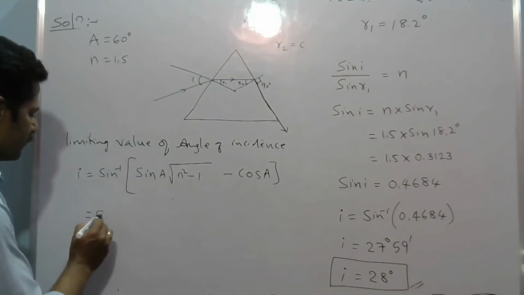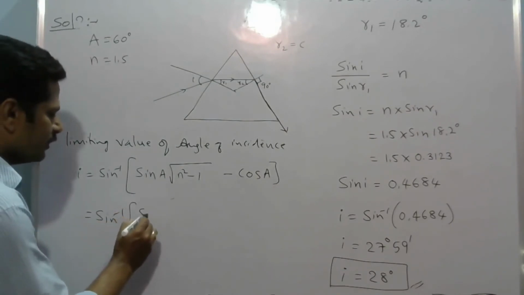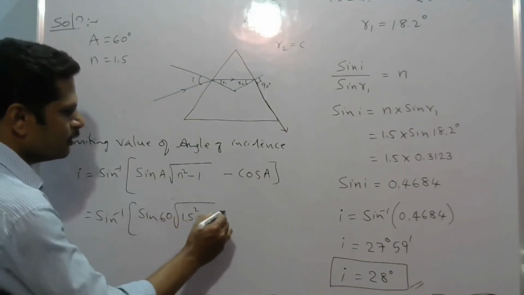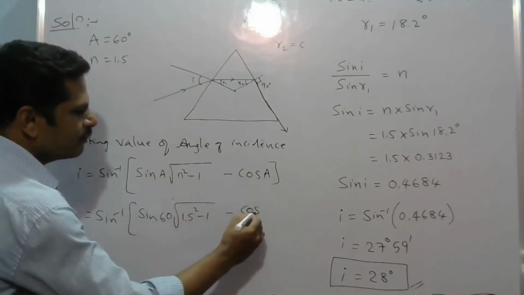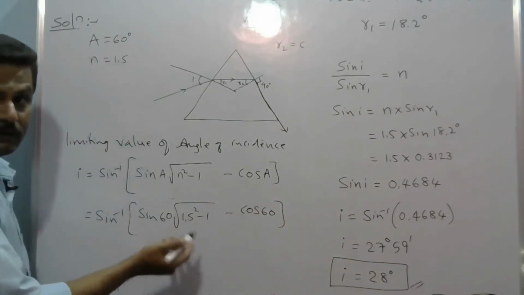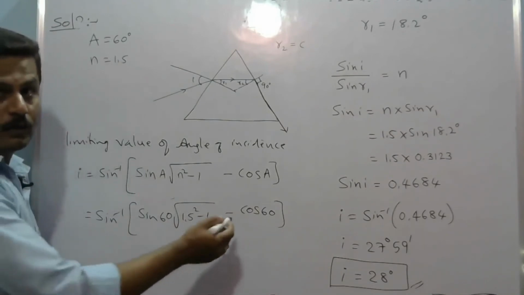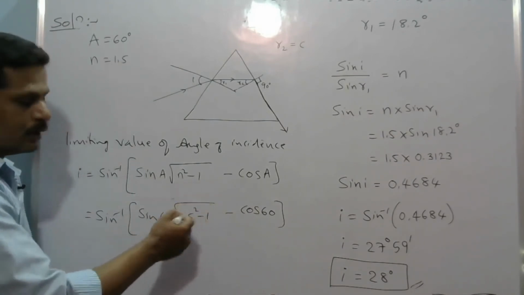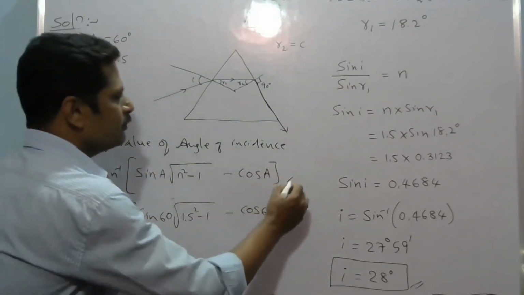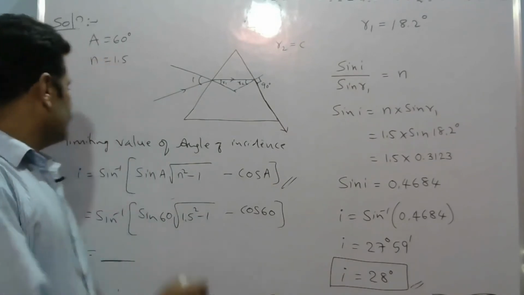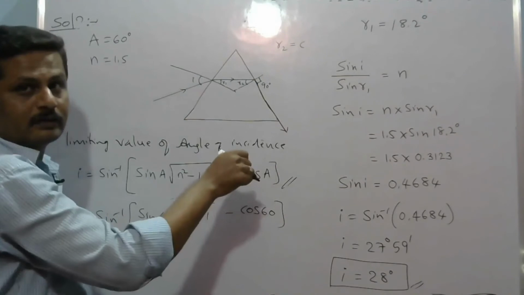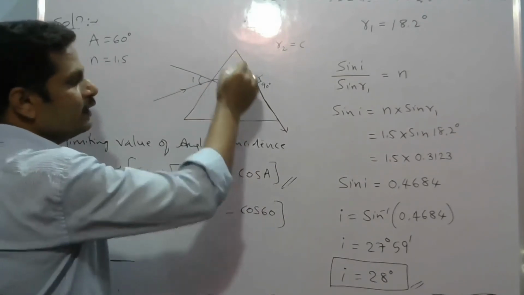Just substitute, that is sin inverse of sin 60 square root of n, which is 1.5 squared, minus 1, minus cos 60. You simplify, you'll get 28 degrees. That is, sin 60 value is root 3 by 2, cos 60 value is 1 by 2, and 1.5 whole squared, and simplify, you'll get 28 degrees. By using this formula also, we can calculate the angle of incidence for which the light ray just suffers total internal reflection at the other interface.